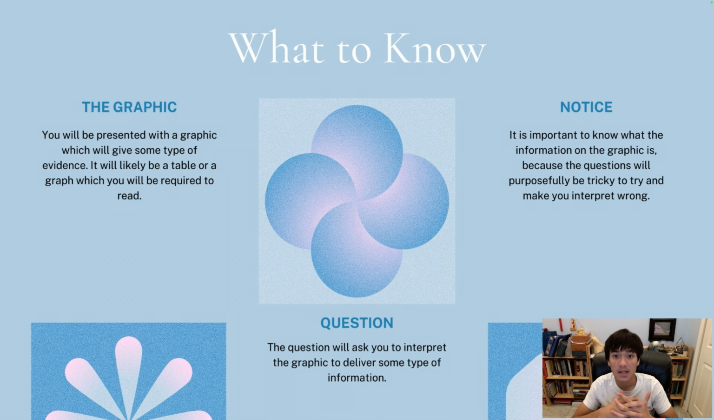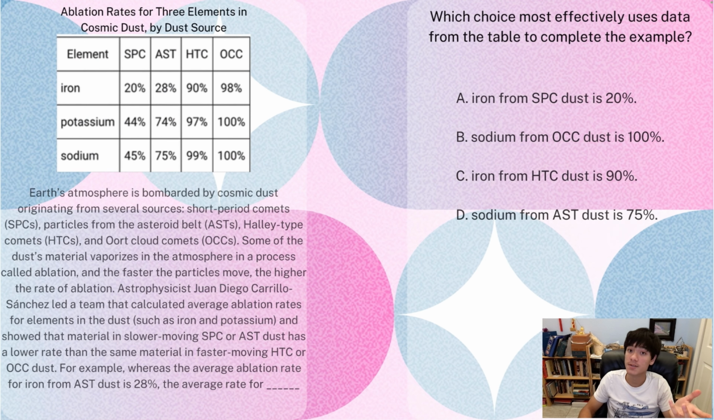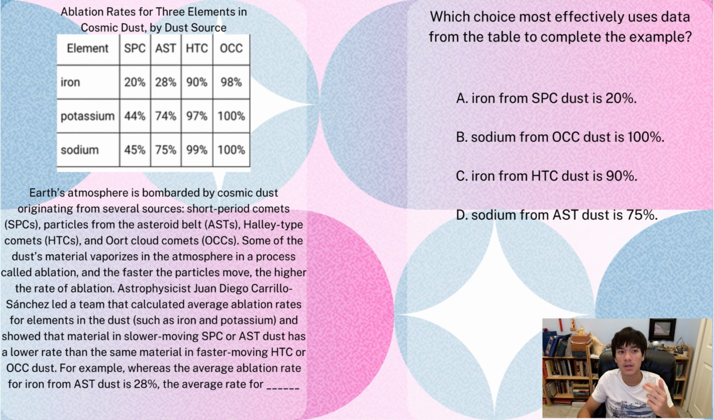So, what exactly is one of these questions? What you're going to have is a graphic which will give you some type of evidence. The question is going to ask you to interpret the graphic to deliver some type of information. It's very important to know how the information on the graphic is presented to you, because the questions will try to trick you on purpose and make you interpret it wrong. So knowing how to read a graph, or obviously a table, as we can see right here, is very important. So let's take a look at this.